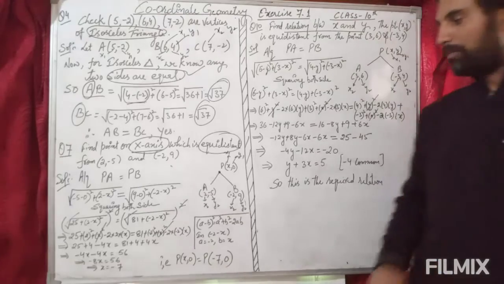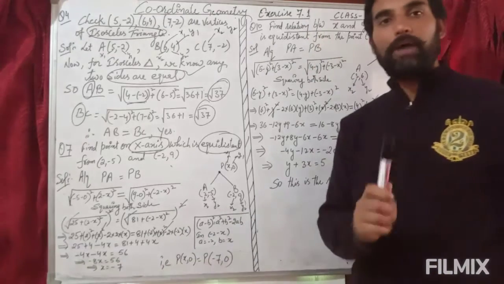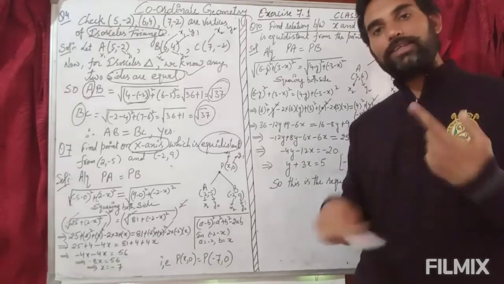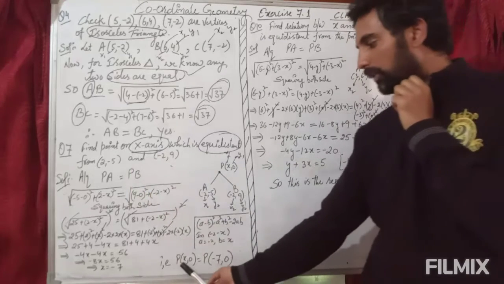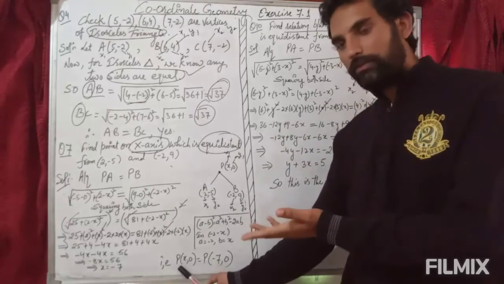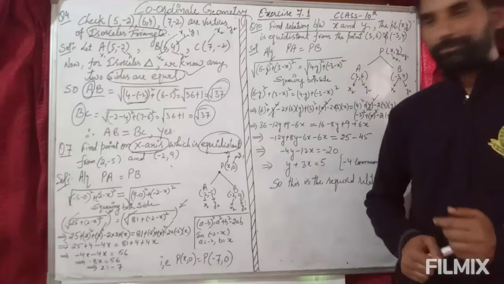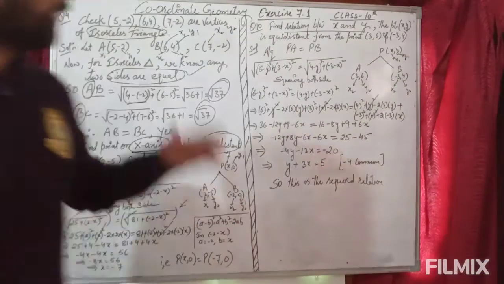Now it is clear that the point x has the value minus 7, but y is still 0, because here we have to find the point on the x-axis. So my point is (x, 0), and what is the value of x? Minus 7 comma 0. Now come to the next question.